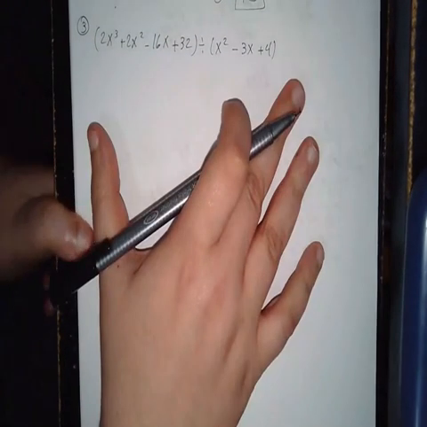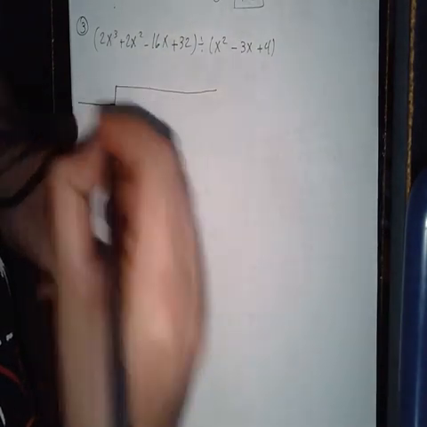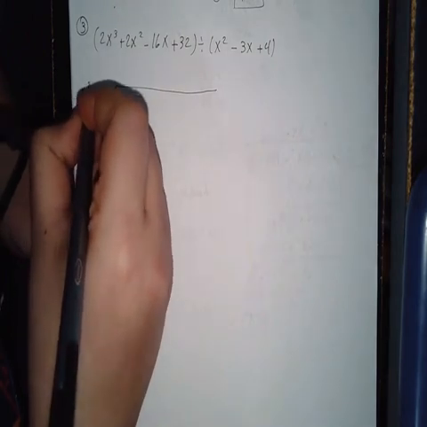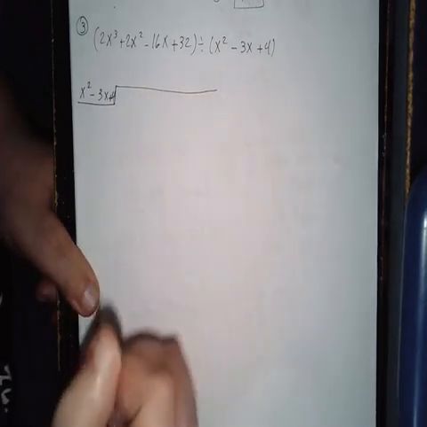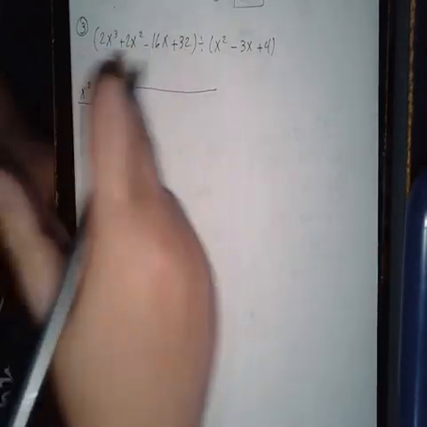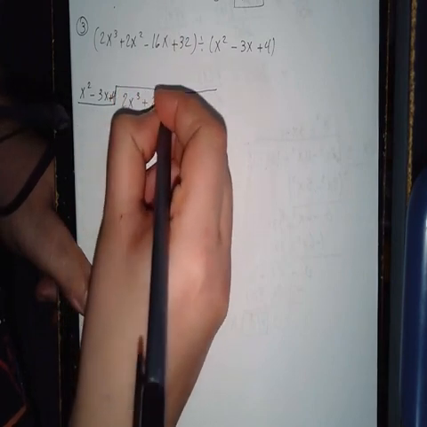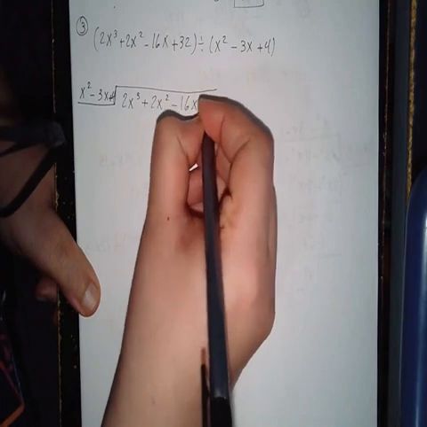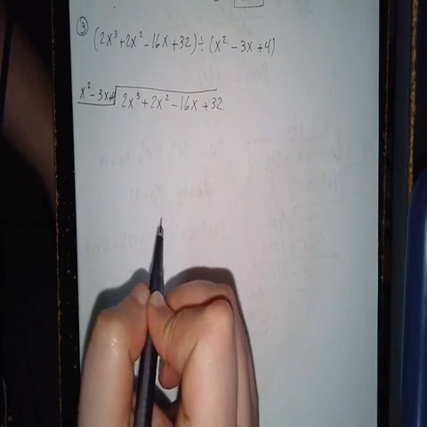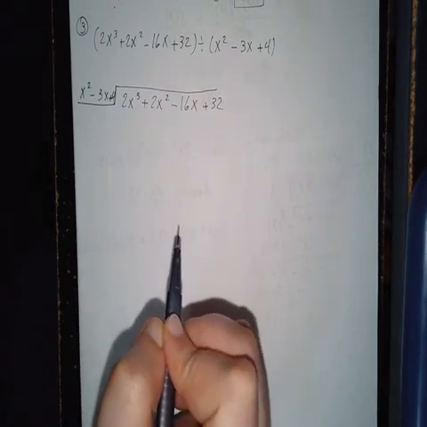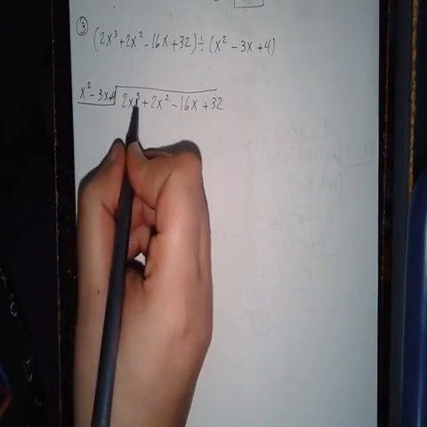Now, again, long division. So, big line. Over here we have what we're dividing by. Right? That one. And over here, I'm going to write the function we're dividing. So, that is 2x cubed plus 2x squared minus 16x plus 32. Now, let's see. Grab the first one, 2x cubed, right?